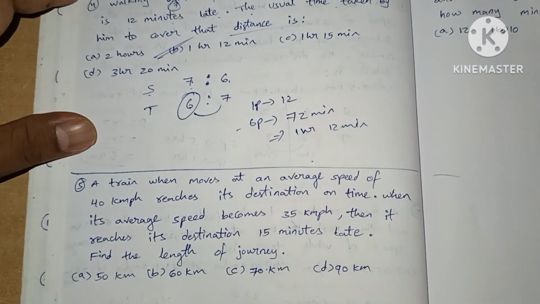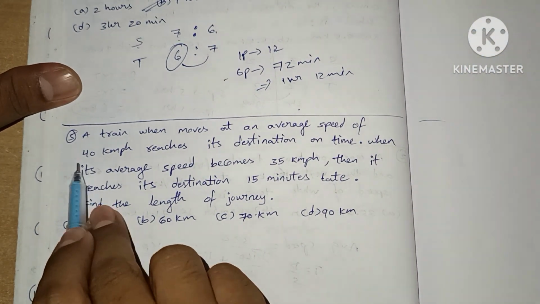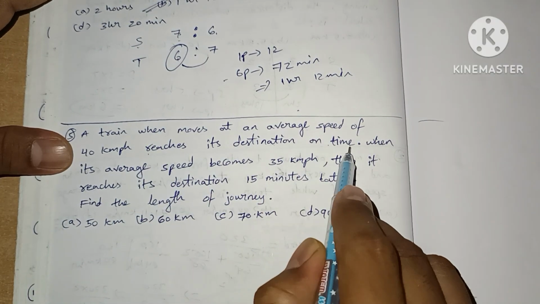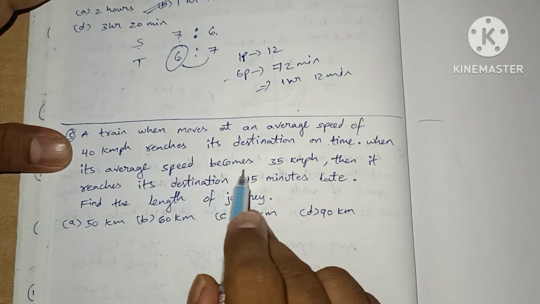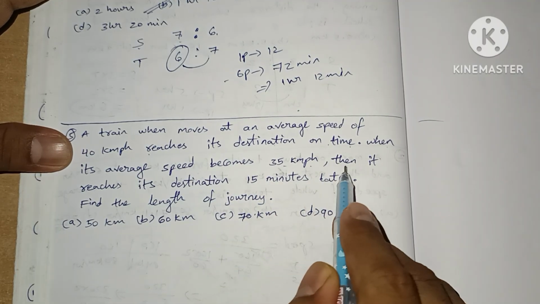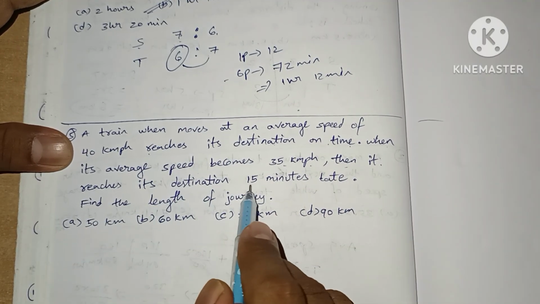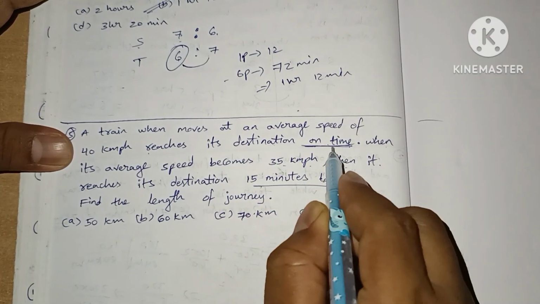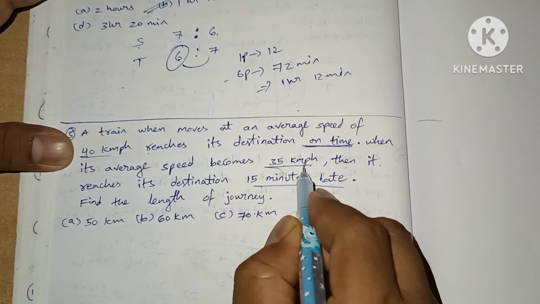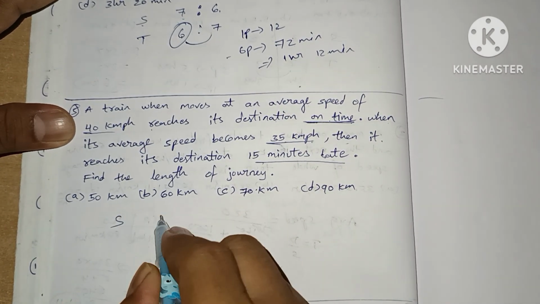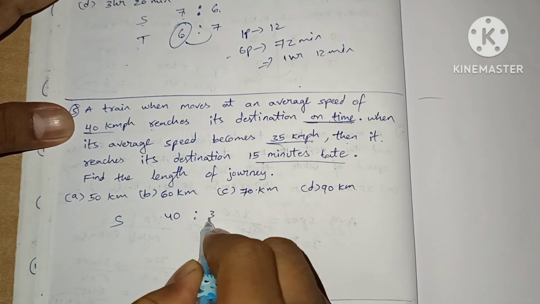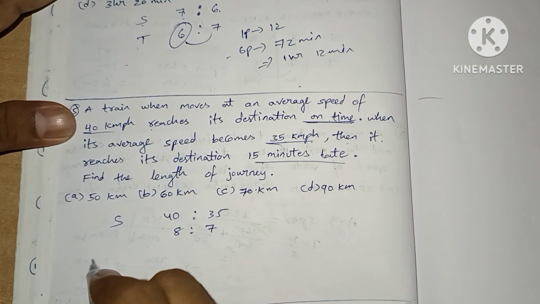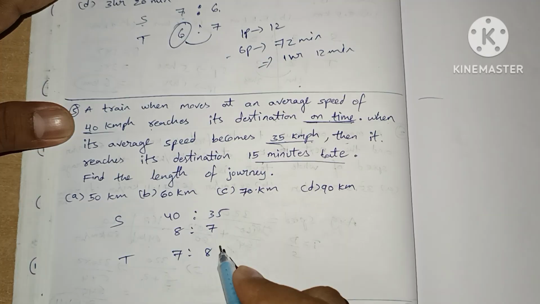Next, fifth question. A train moves at an average speed of 40 kilometers per hour and reaches its destination on time. When its average speed becomes 35 kilometers per hour, it reaches its destination 15 minutes later. Okay, this is late, and there are two timings with two speeds. Let's see, the speeds ratio is 40 and 35. Speed ratio is 8 : 7, so time ratio is 7 is to 8.